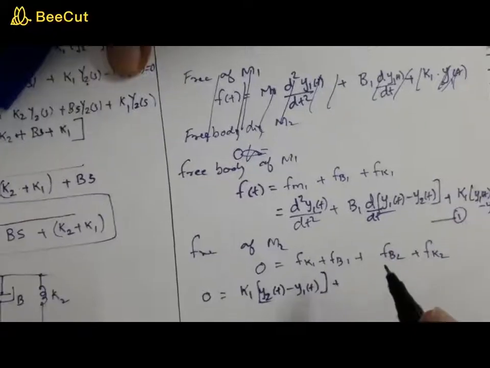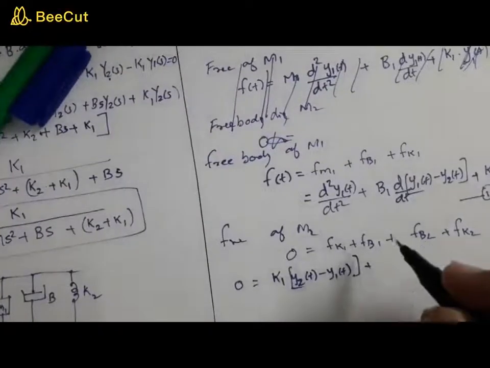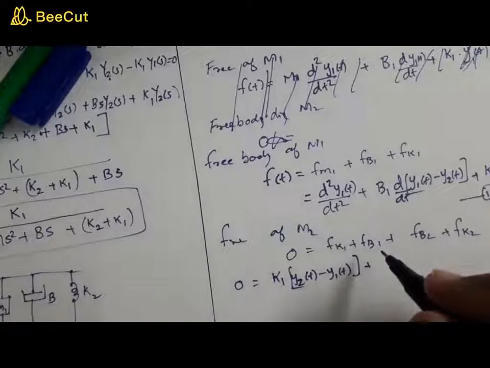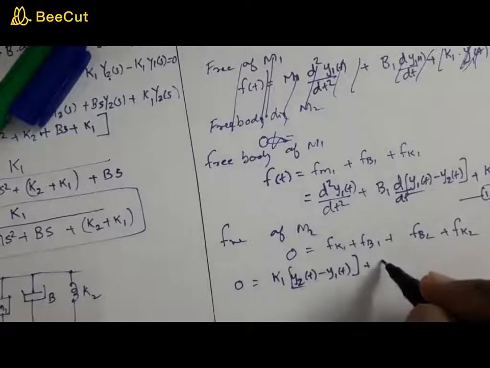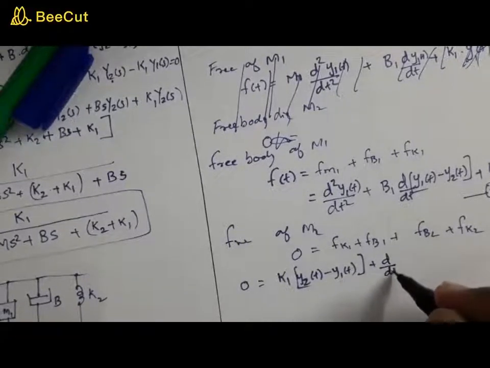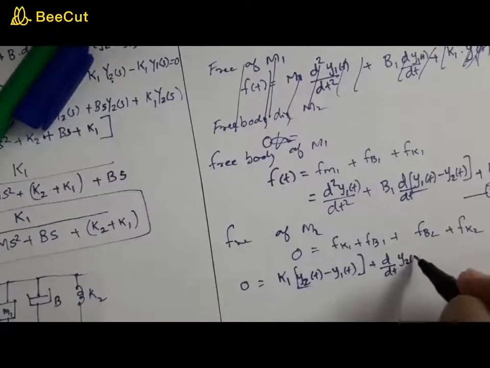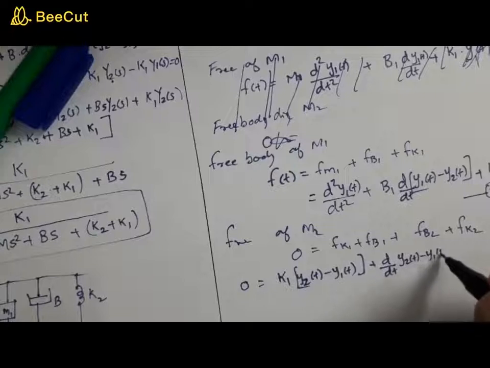Then what about Fb1? Fb1 is the force due to the dampers, proportional to the derivative of the displacement. Now here you have the displacement difference, that is Y2 minus Y1. So it will be dy/dt of Y2 of t minus Y1 of t, right?